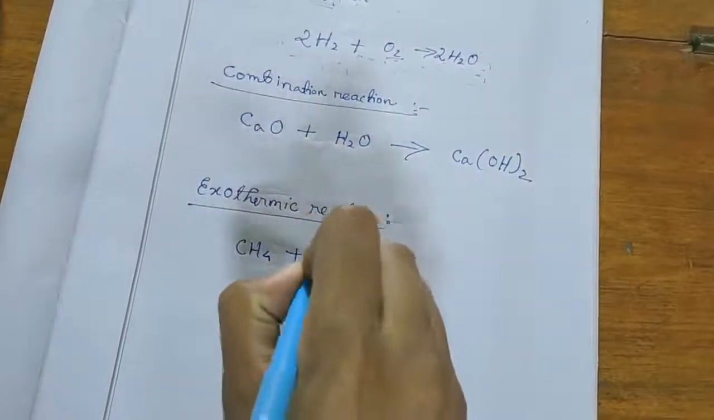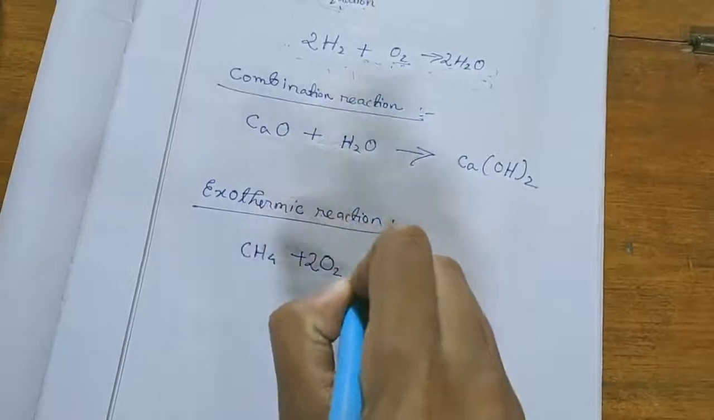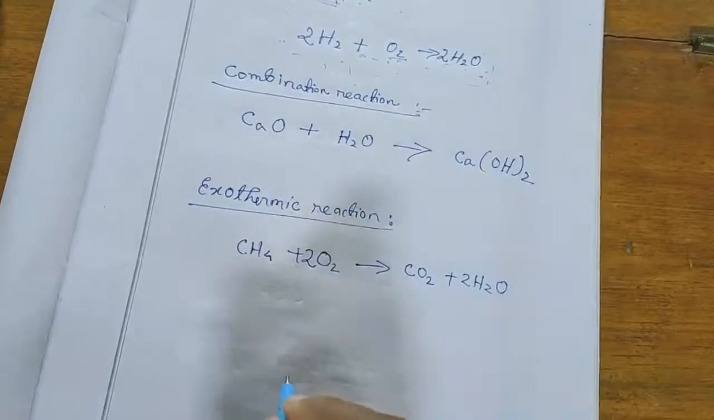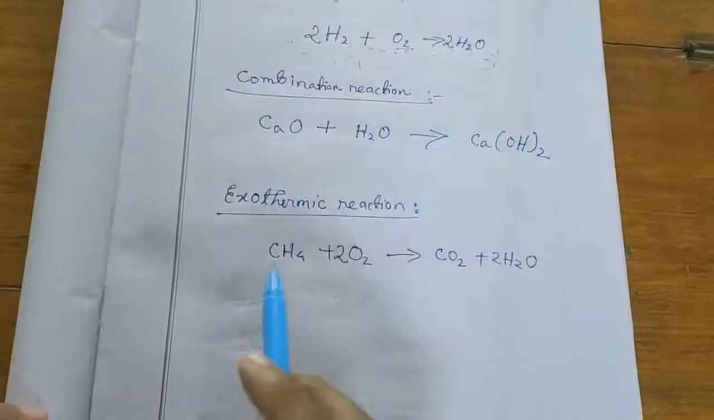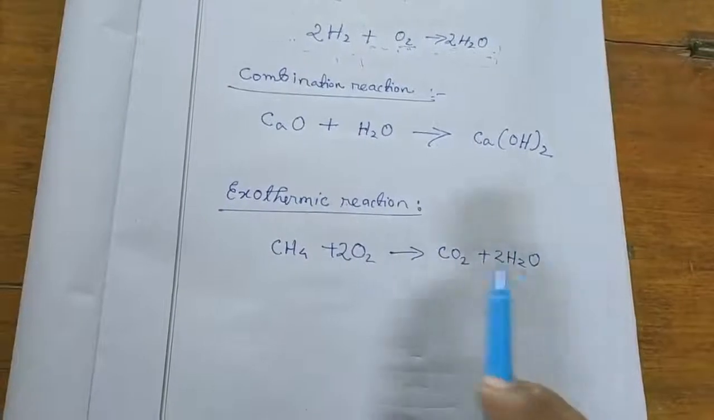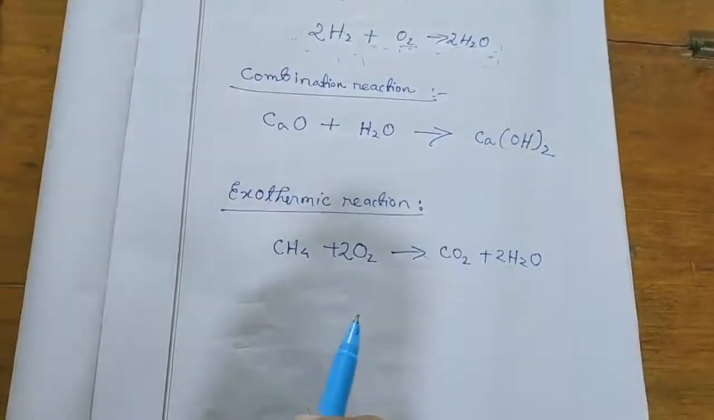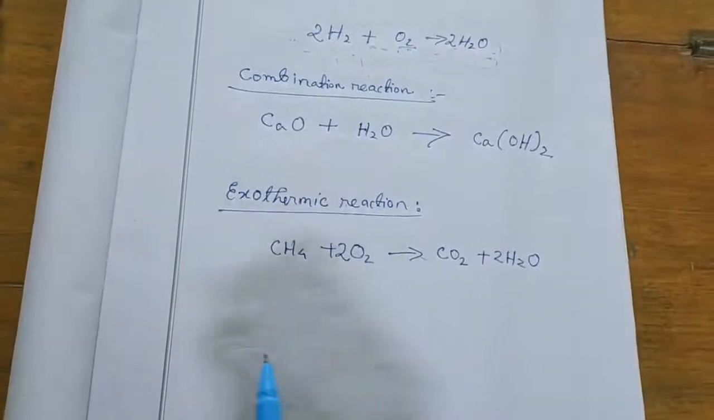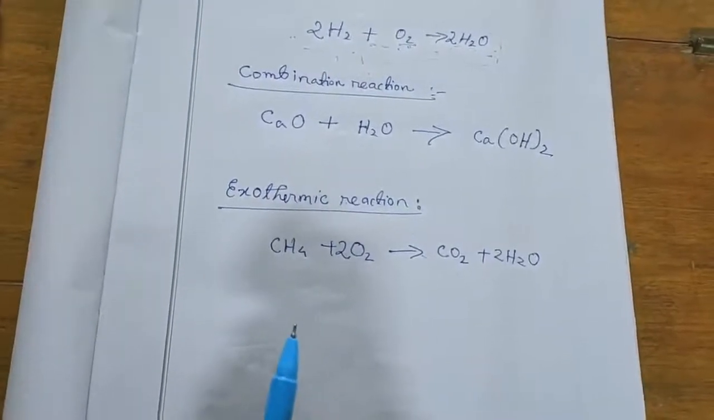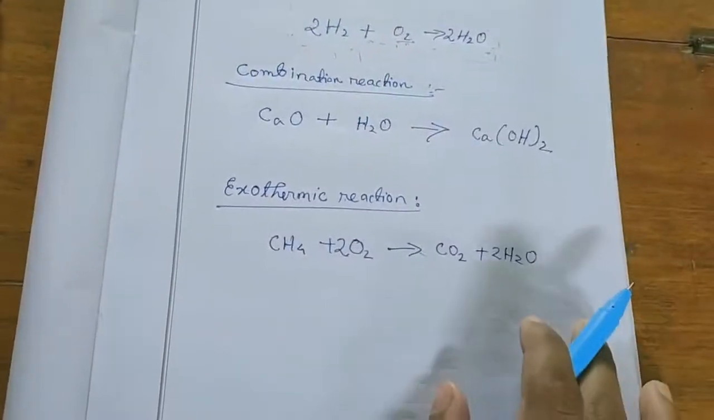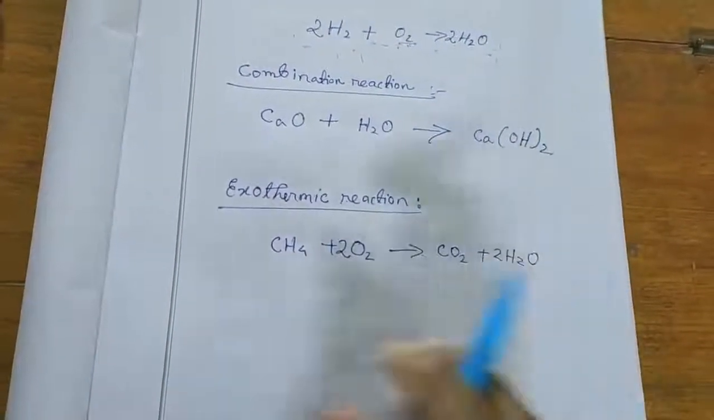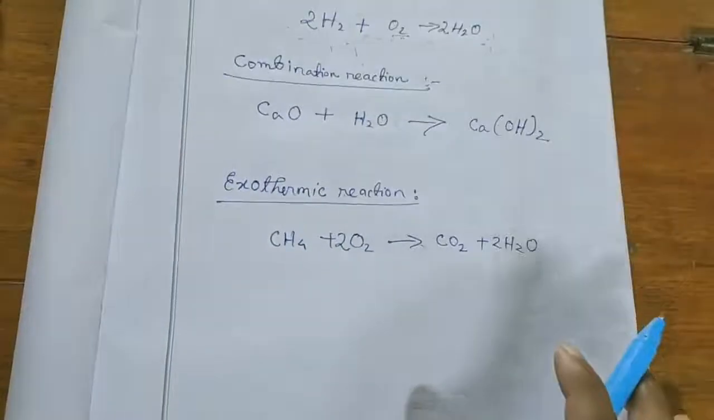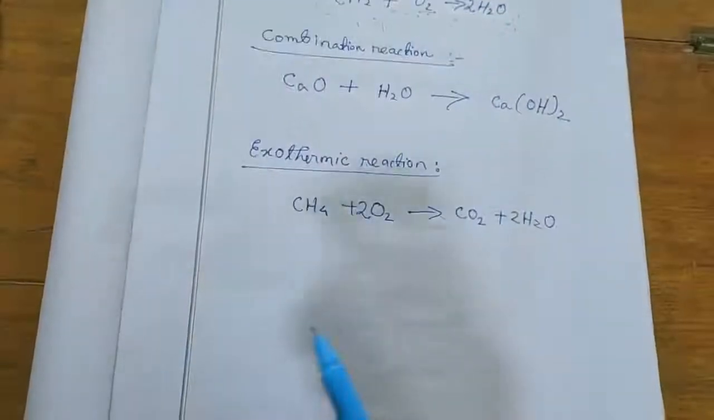CH4 plus 2O2 becomes CO2 plus 2H2O. So in this reaction heat is released along with the products. Respiration is also an exothermic reaction. Then decomposition of vegetable matter into compost is also an exothermic reaction. Meaning, if heat is released along with the products, then this is an exothermic reaction.